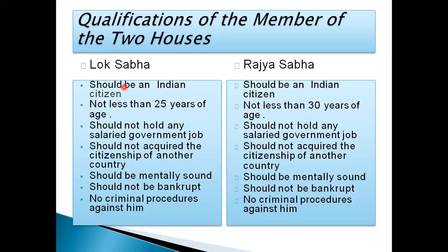These are all the main qualifications of the Lok Sabha member. Once again, one should be a citizen of India, at least 25 years of age, should not be mentally affected, should not be a pauper, should not do any illegal activity, and should not hold any office of profit under the central or state government. Like that only, these are the qualifications required.